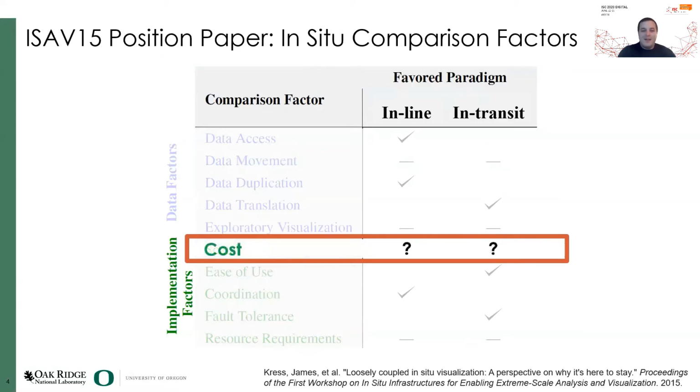So we decided that maybe scalability should actually be a question of cost. Is inline or in-transit more cost-effective to use? Because even if something's more scalable, that doesn't necessarily mean that it's going to cost less to use in the end. So that's the focus of today's paper: this cost question.